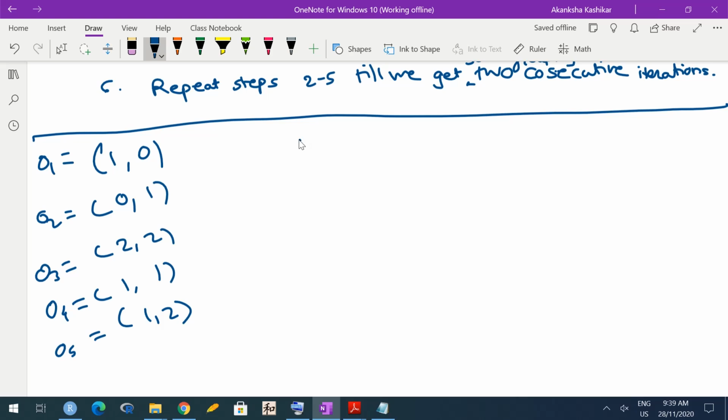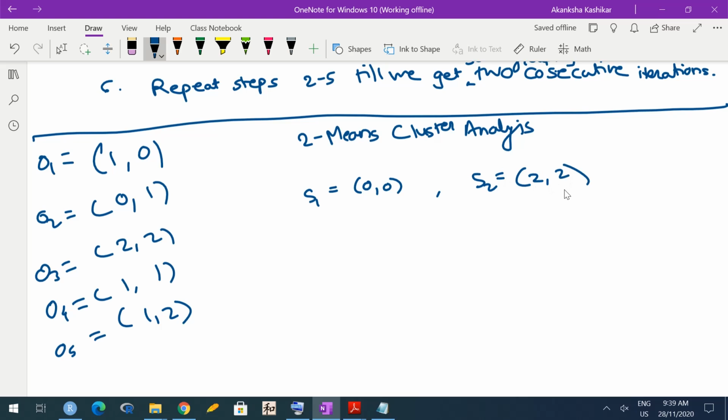Okay, and suppose I want to do 2-means cluster analysis. 2-means cluster analysis means I want to divide them into 2 different groups. So I have to start with some random seeds. Let me take seed 1 as (0, 0) and seed 2 as (2, 2). I can take one of the observations as a seed, that is allowed. Now let us compute the distance of each observation from each of these seeds.